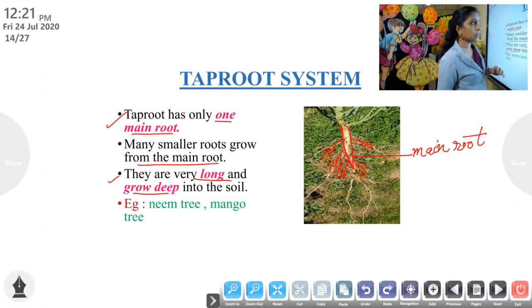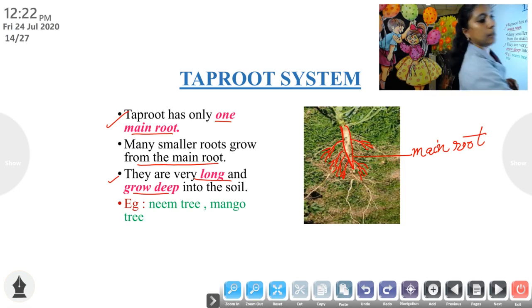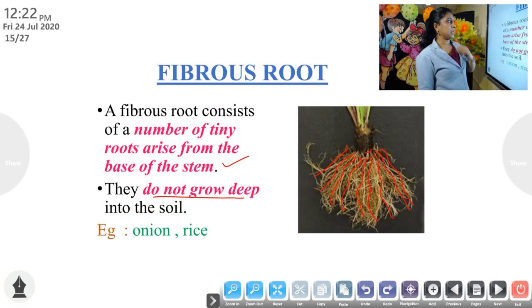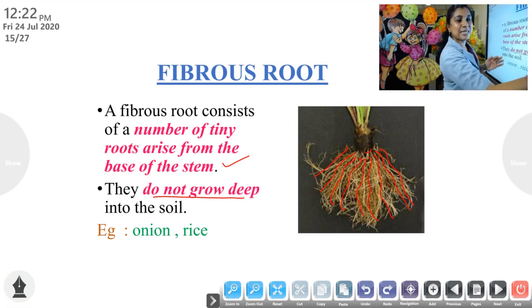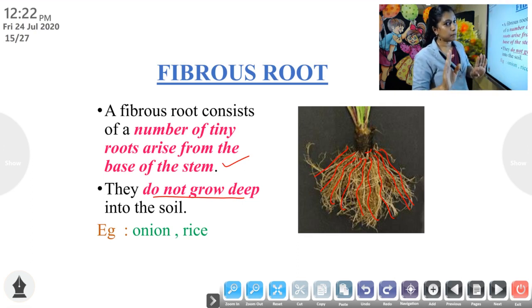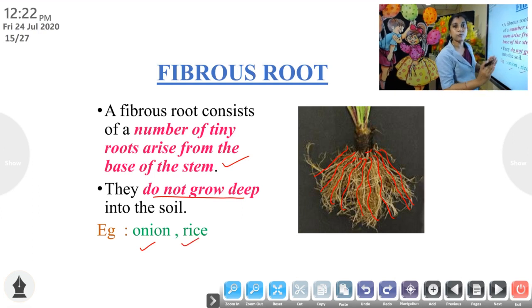Once again, taproot system has only one main root and many smaller branches arise from the main root and they are very long and grow deep into the soil. What about the fibrous root system? The fibrous roots consist of a number of tiny roots, number of small roots arise from the base of the stem. They do not grow deep into the soil. Examples, the root system of onion, rice. They have fibrous root system. Clear?